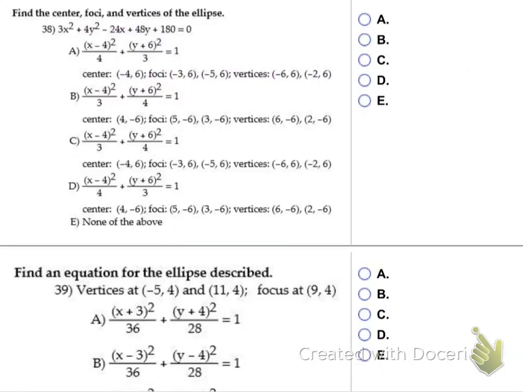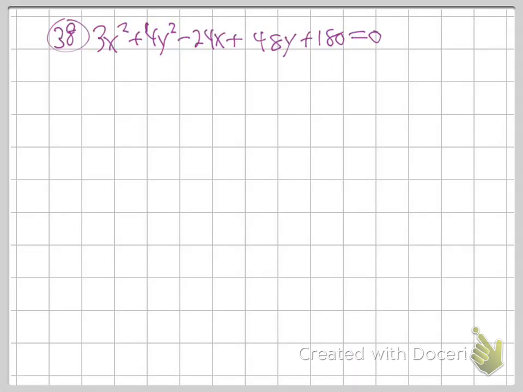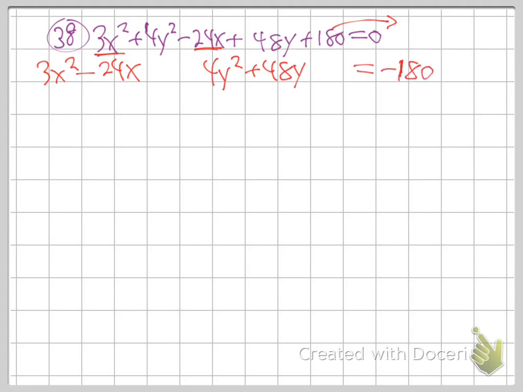If you look at the answers, see how they're all square completed? To see which one's right, we got to complete the square. So, all right, that's a big pain. You got to jump the 180 over, gather up the x squareds. So 3x squared minus 24x, 4y squared plus 48y. Push the 180 to the other side, becomes a negative 180. Remember that? Gather the x's together, the y's together, and push the numbers to the other side.